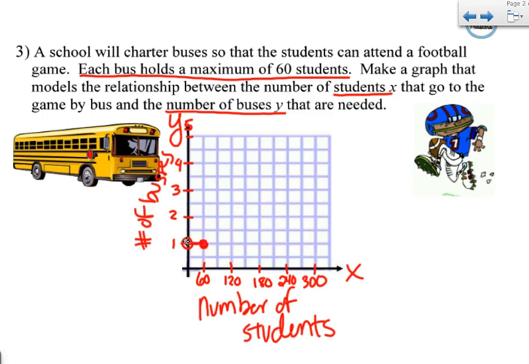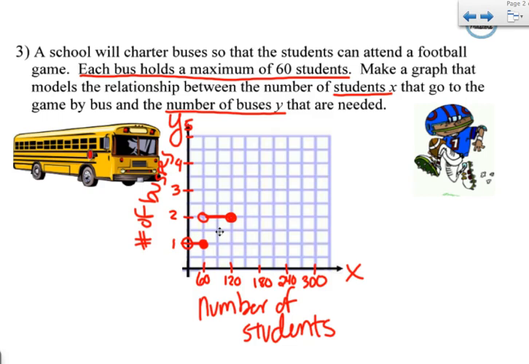But if I have anything past 60, I'm going to have to put them on a different bus. So if I'm at 61, for example, that would hop up to bus 2. So what we do is we go right above it and give an open circle representing that 60 will not be on bus number 2, but 61 could be. So anything after it. And then from 60 to 120 students can be on that second bus, okay?